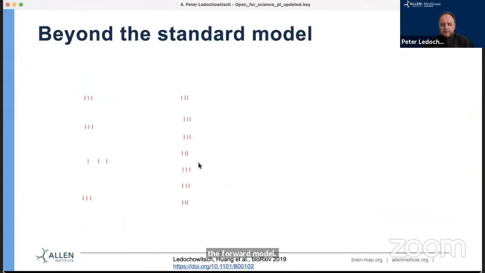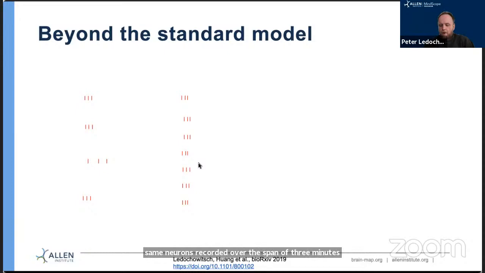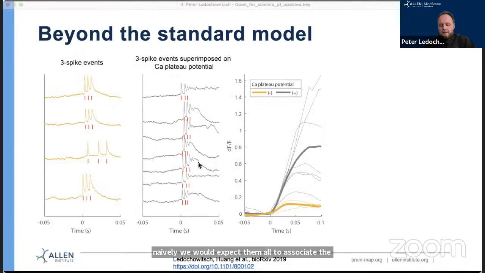Here is a fun thing we observed in a few of our ground truth recordings. Look at these sets of three spike bursts, all from the same neuron recorded over the span of 3 minutes. Naively, we would expect them all to associate with similar size fluorescence events. However, when we look one layer deeper at the cell-attached voltage traces, we find that some of these bursts ride on top of plateaus of various duration. And the ones that do result in much larger, much more variable fluorescence events.